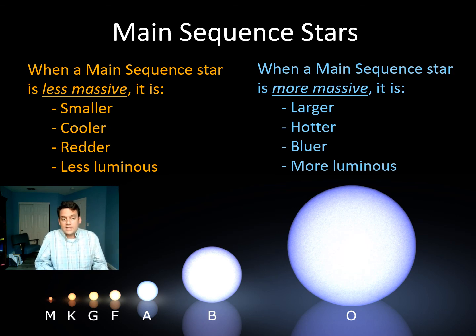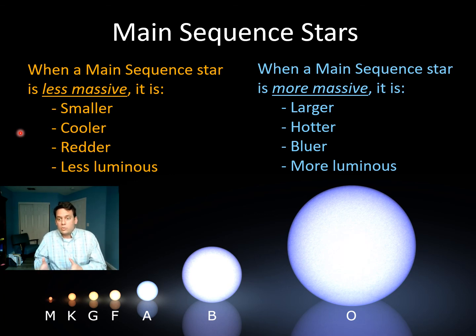And to kind of summarize that connection, when a main sequence star is less massive, it's going to be smaller, which kind of makes sense. It's going to be cooler, okay? It's going to have less stuff to burn, less nuclear fuel, so it's going to produce less energy. It's going to be redder, okay? Which, again, we think about red hot, but remember, when it comes to stars, when it comes to physics, red is the cool end of the spectrum, okay? It's the low energy end of the spectrum. And less massive stars are going to be less luminous. They're going to give off less energy into space.